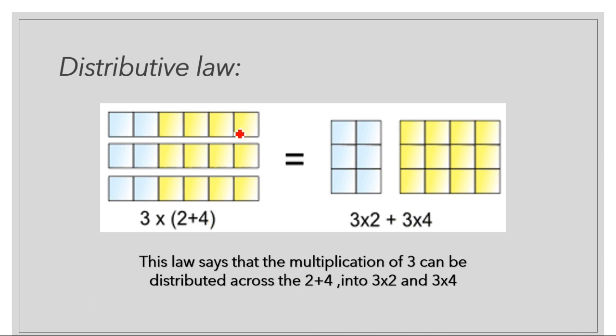So in distributive law, we distribute the number which we multiply by the addends. These numbers are called addends. The numbers which are added are called addends. So in distributive law, we distribute the number, the multiplicand, by the addends and then find their sum.